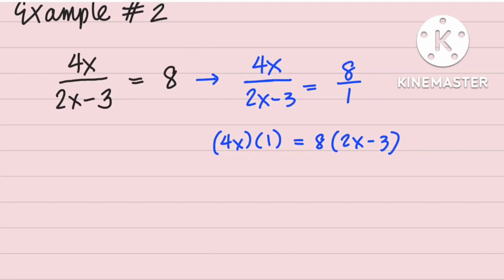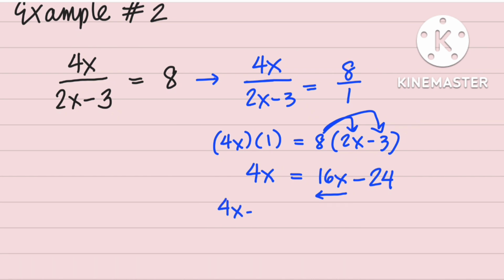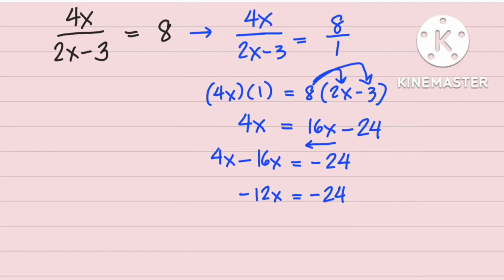4x times 1 is 4x. Distributing 8 to 2x and negative 3, we have 16x and negative 24. Then, moving 16x to the left-hand side, it becomes negative 16x. What's left on our right-hand side is negative 24. Now, 4x minus 16x gives us negative 12x, and that is equal to negative 24. Dividing both sides by negative 12 to cancel negative 12, we will obtain x to be positive 2.